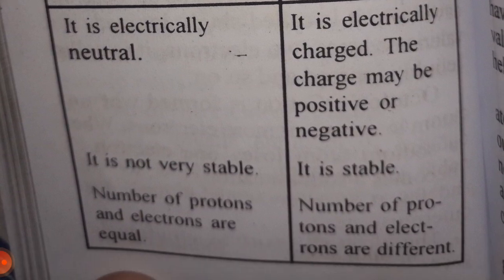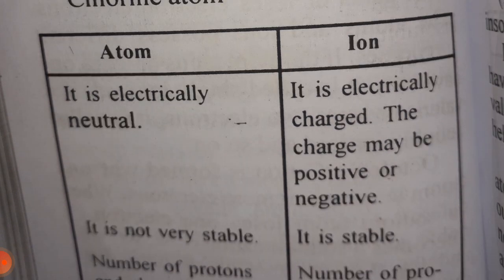An ion is not very stable. An atom is stable. In an atom, the number of protons and electrons are equal. In an ion, the number of protons and electrons are different.